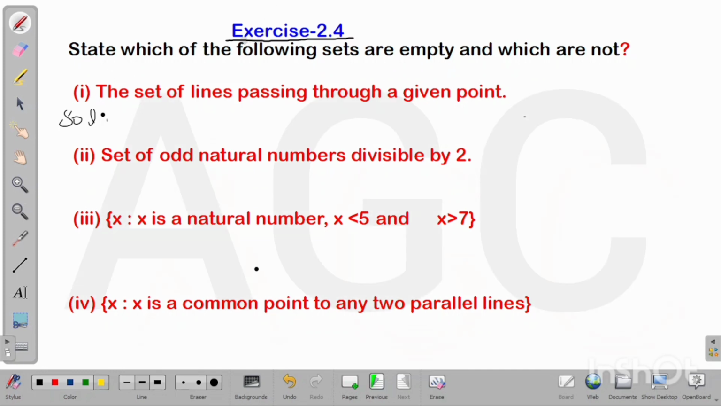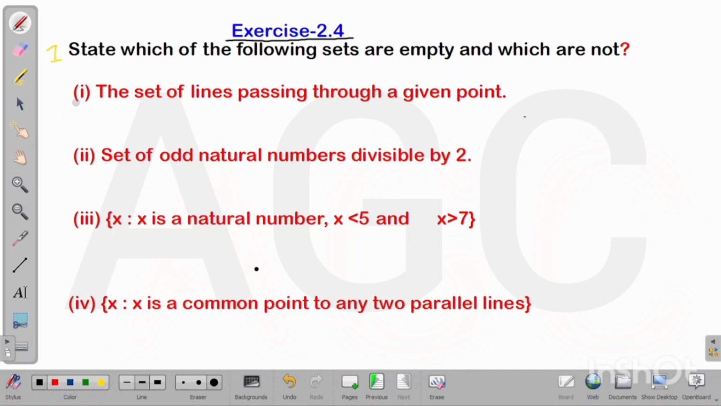So now we are going to learn exercise 2.4. So what is exercise 2.4? It is about finite and infinite, empty and null sets. Now the first bit is given. In the first bit, what is the first question given? State which of the following sets are empty and which are not. So we have to decide which is an empty set and which is a non-empty set.